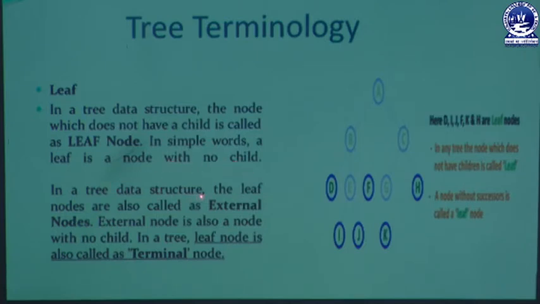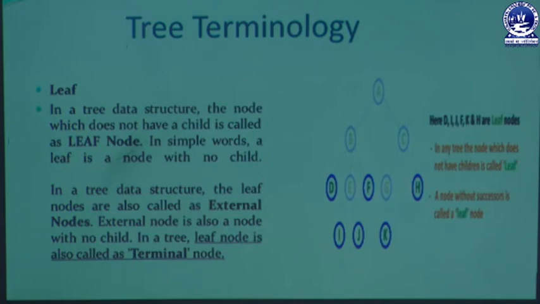In a tree data structure, leaf nodes are also called external nodes, and an external node is also a node with no child. That means a leaf node can also be called an external node because an external node doesn't have any child node. In a tree, a leaf node is also called a terminal node. So in a tree the first node is called the root node, and the last nodes, which have no child node, are called terminal nodes.